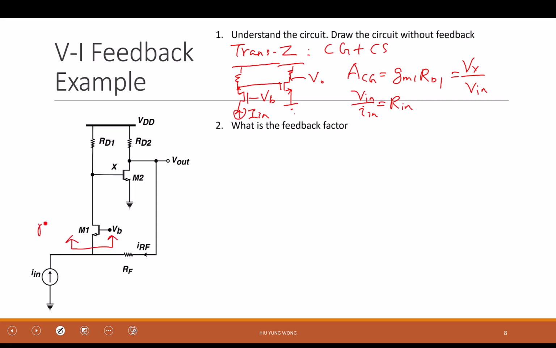But in this class, this is Rin. You already know that by inspection. What is the Rin? Someone say 1 over gm1. Can you explain why? So he said, look into the source of the transistor. I'm going to be very strict and picky. I want you to be accurate. Is that always, look into the source of the transistor is 1 over gm1? Only when what? Which one is grounded?